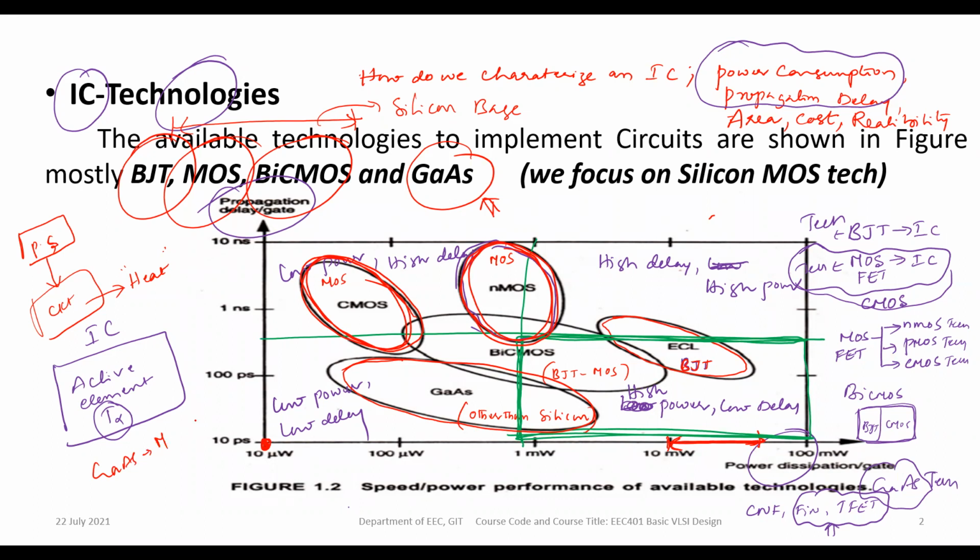The cost is very high for gallium arsenide, whereas silicon-based ICs are very cheap compared to gallium arsenide. There is a huge difference between them. For example, if $1 is used for silicon-based ICs, maybe $100 is used for gallium arsenide. So there is that much cost difference between these two.